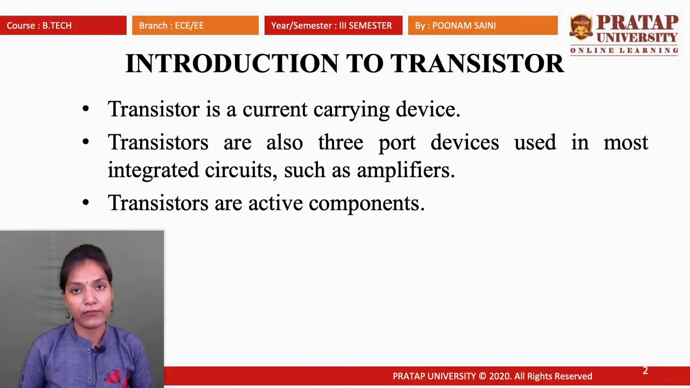So what are amplifiers? Amplifiers are basically components which we use to boost the circuit or to boost the waveform while keeping the waveform in the same position. Now transistors are also active components. So what are active components? Active components are basically the current suppliers of the circuit.